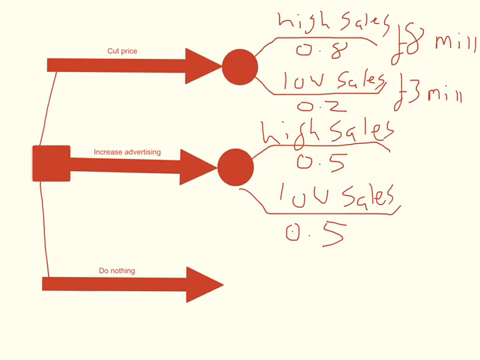So these are the revenue figures, not profit. So it will lead to an increase of 8 million revenue, an increase of 3 million revenue. And this needs to be done also for the second option of increase advertising. So there's a 50% chance that high sales will occur. So there's a 50% chance that revenue will increase to 10 million, but there's also a 50% chance that it might only lead to an increase in revenue of 2 million.